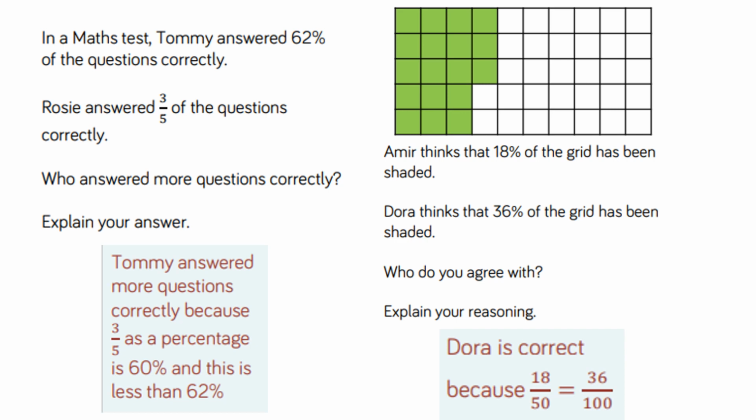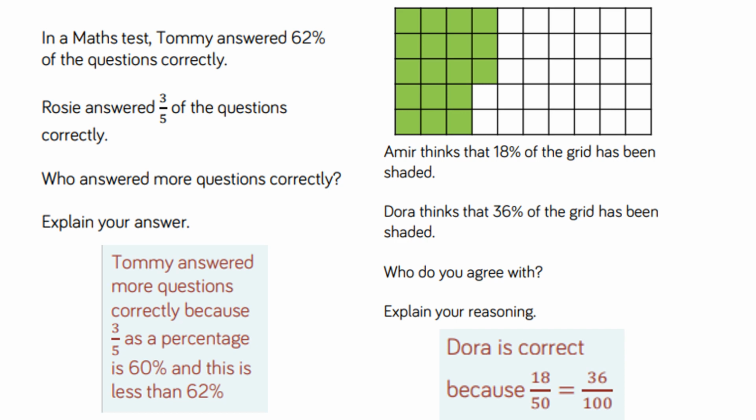Okay, if we look at the boxes that are shaded, if you count them all going across, they're in 5s, so it's 5 lots of 10. So altogether there are 50 squares on that grid. And there are 5, 10, 15, 16, 17, 18 of them shaded in green. So that's obviously where Amir has got his 18% from. However, it's only 18 out of 50.